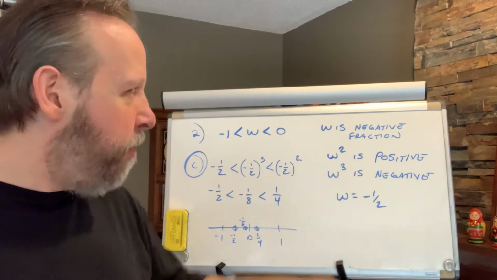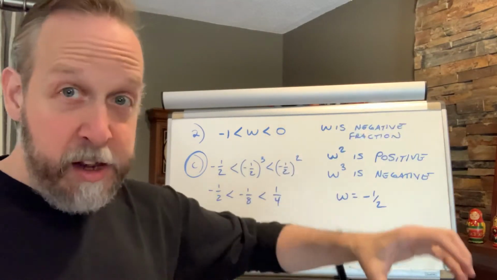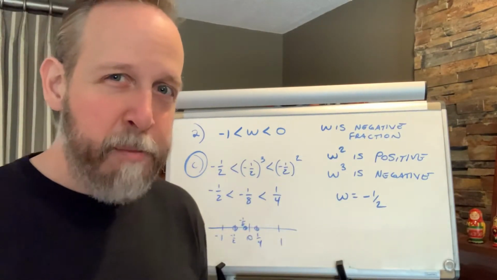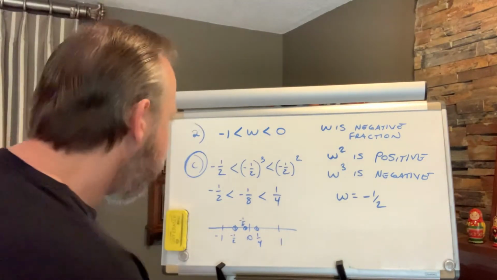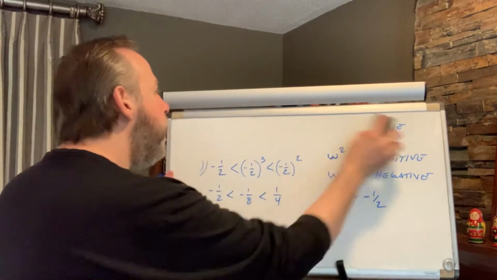Recognizing what a negative squared and a negative cubed will do saves you the time of having to check options A and B, because they're in the wrong order. Okay, moving on.